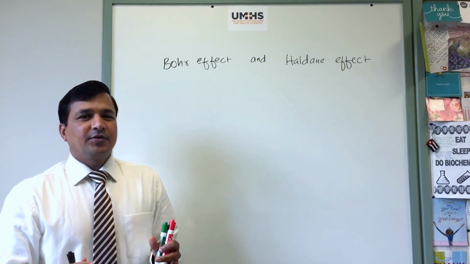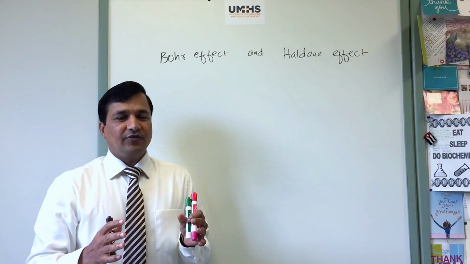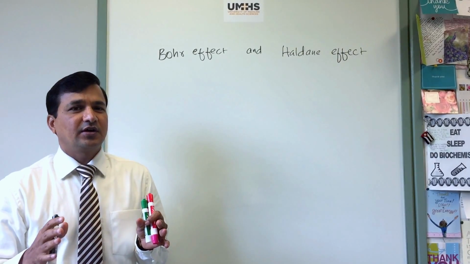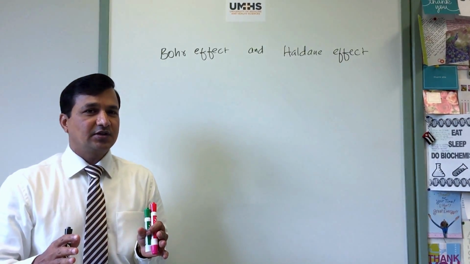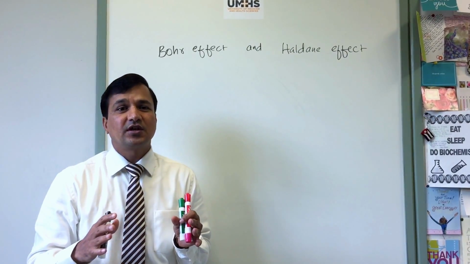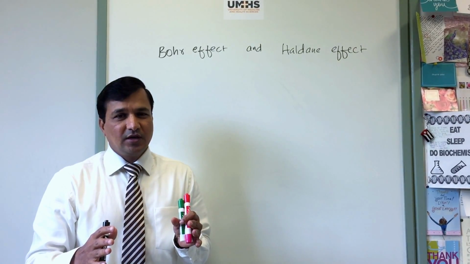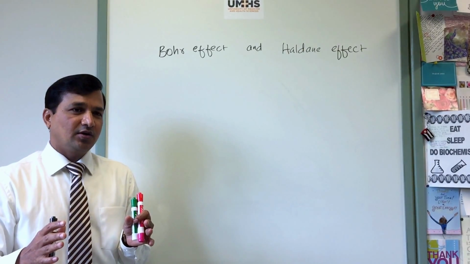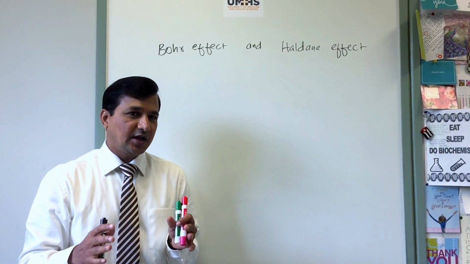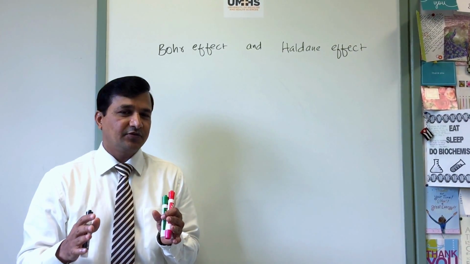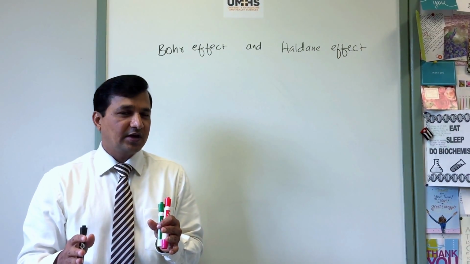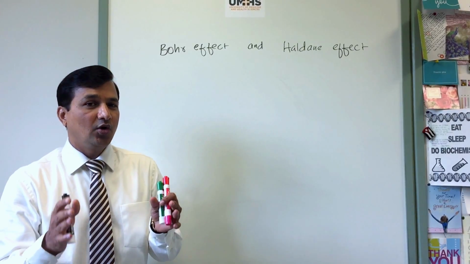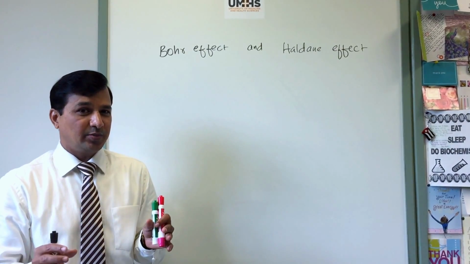Alright, so today I'm going to explain the Bohr effect and the Haldane effect. This is something which goes on with hemoglobin molecules, especially with the oxygen loading and oxygen unloading process. Simply put, the Bohr effect goes on in peripheral tissues and helps in unloading of oxygen from the hemoglobin molecule, whereas the Haldane effect goes on in the lungs and helps in the loading of oxygen. This is as simple as that.